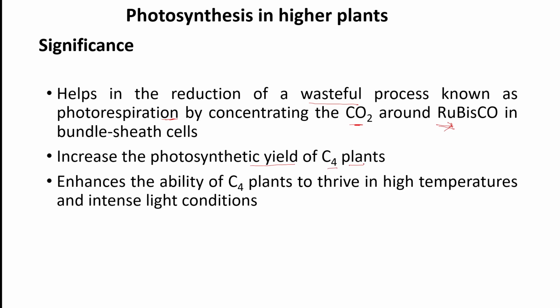So there is a reduction of the photorespiration which leads to the increase in the photosynthetic yield of the C4 plants. This C4 cycle also enhances the ability of the C4 plants to thrive in high temperature and intense light conditions. What happens in intense light conditions? The stomata remain closed, so there is no loss of water, there is less transpiration, and the plant is able to sustain itself in high temperature and intense light conditions.